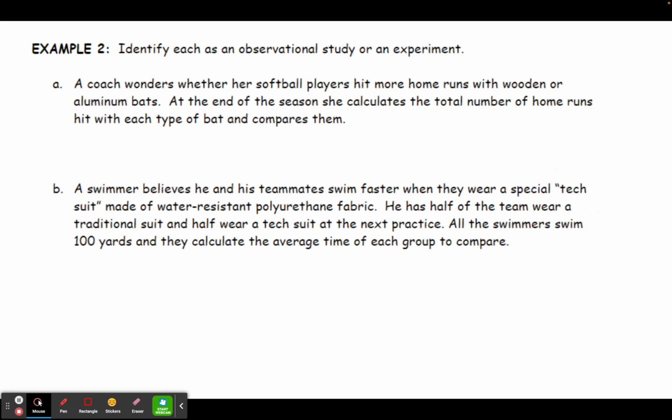Example 2 says identify each as an observational study or an experiment. A says a coach wonders whether her softball players hit more home runs with wooden or aluminum bats. At the end of the season, she calculates the total number of home runs hit with each type of bat and compares them. Here, it's implied that the coach is letting the players pick the type of bats they want to use. She's not instructing the players to use one type or the other. She's just observing the type of bat that they picked and how many home runs they hit. This would be an observational study.